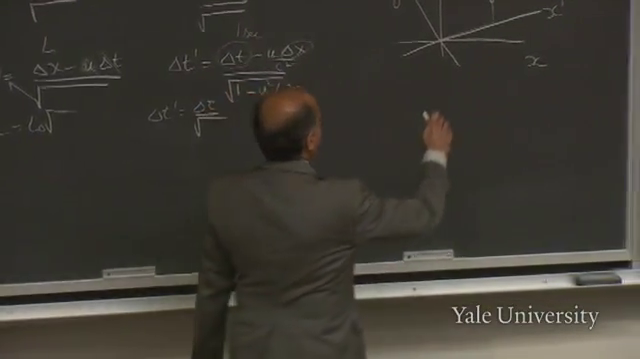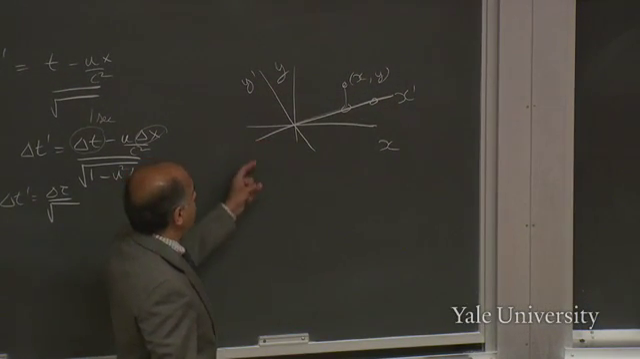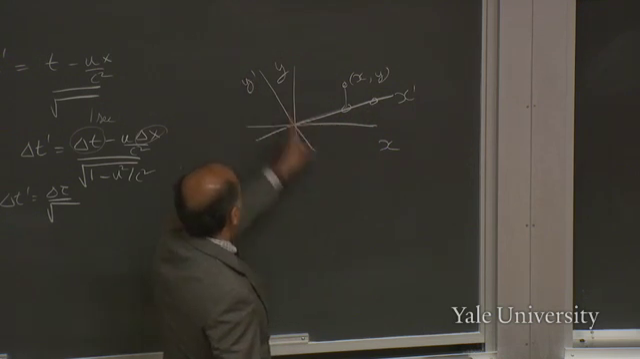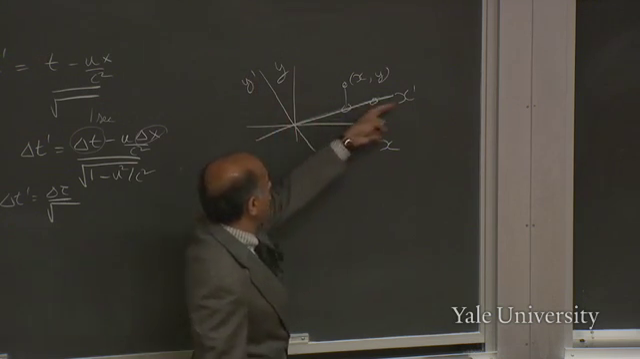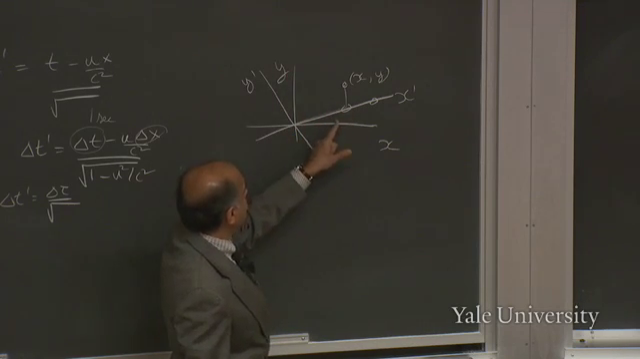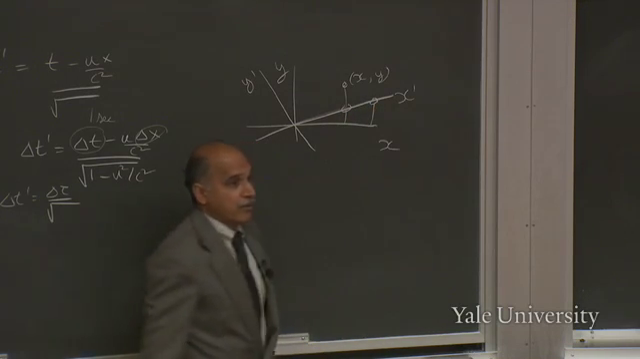Or take a pair of points on this line. To that person in the rotated system, these events have the same y prime coordinate, because you see this is the y prime equal to 0 axis. They occur at the same y prime, but for me, they're not the same y coordinate, because that has a different y coordinate.